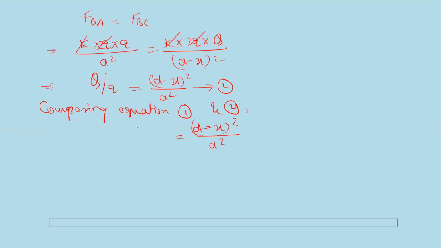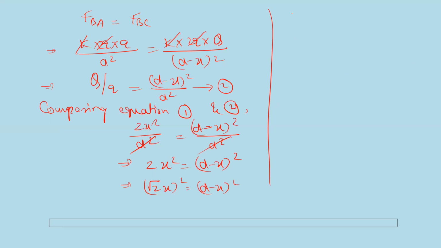On the other side, what it was? 2x square by D square, right? So now you see this D square and this D square will get cancelled. This will give you 2x square is equal to D minus X whole square, which can be written as root 2x whole square equals D minus X whole square.